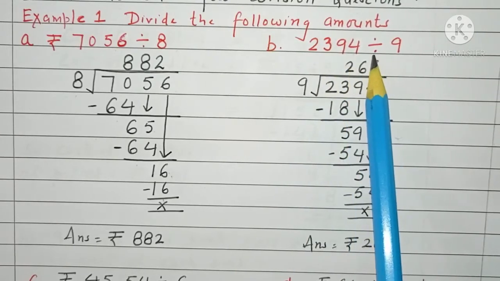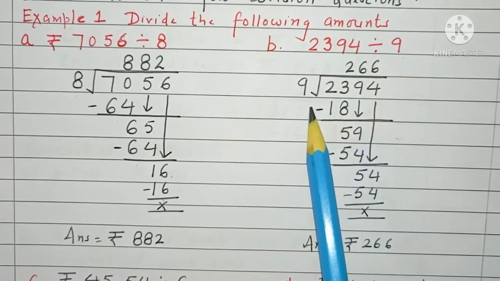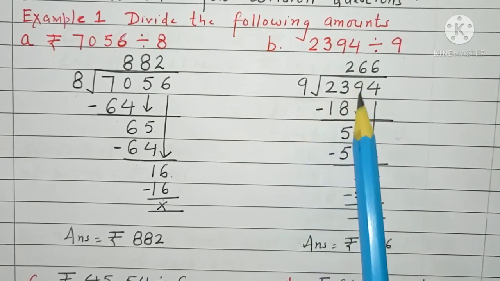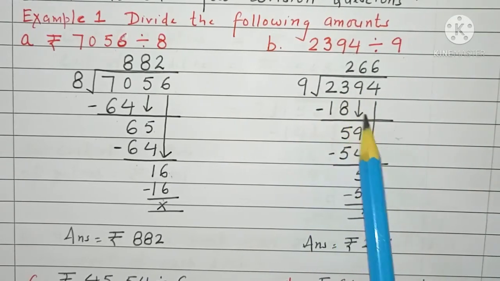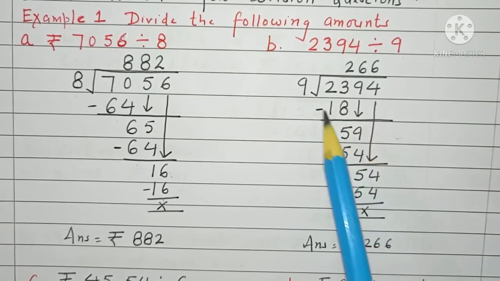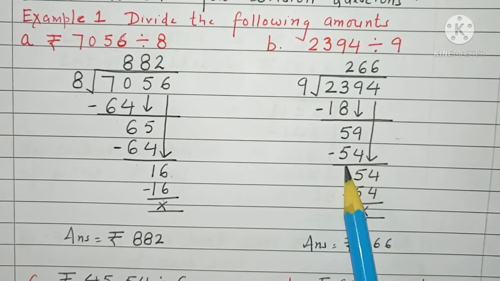2394 is to be divided by 9. So again the same method is to be used. First of all, 9 2s are 18. 23 minus 18 will do 5. Putting down 9. 9 6s are 54.